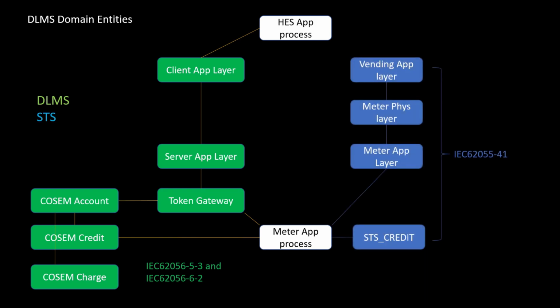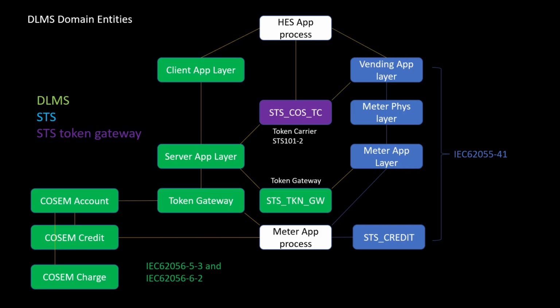On the other side, on the STS side, we have the IEC 62055-41 document that essentially specifies the vending application layer, the meter physical layer, the meter application layer, and the STS credit. What we want to do is introduce an STS token gateway, and that allows then the vending app to send tokens via the STS 101-2 document or token carrier through to the server application layer, through the token gateway, and to the meter application layer.